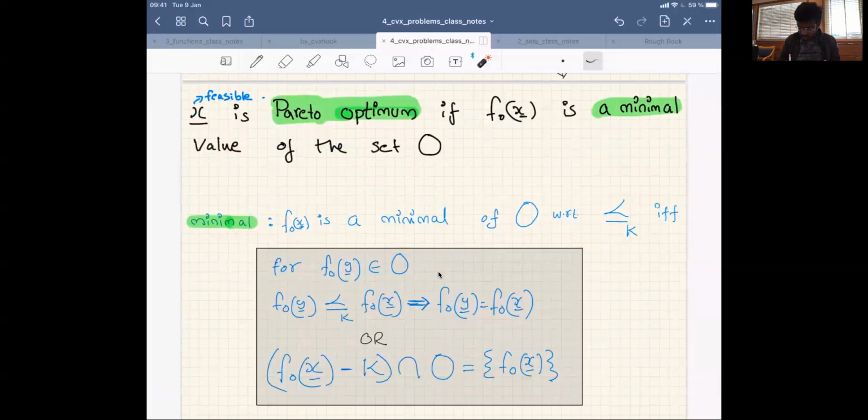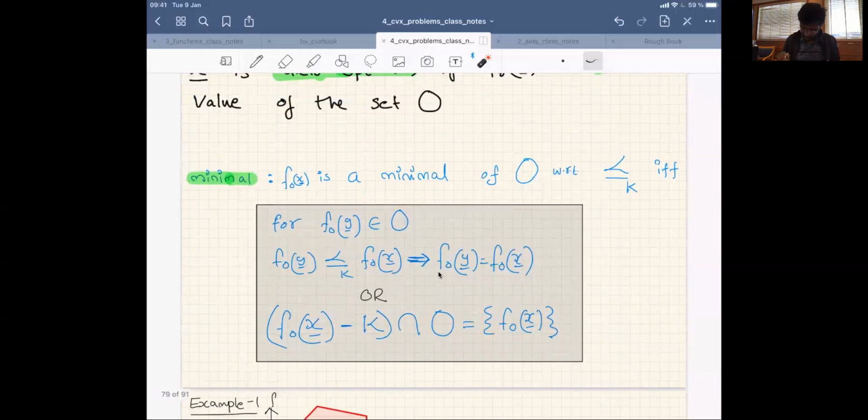F0x is a minimal element of O with respect to a cone, the inequality defined with respect to a cone, if for some F0y in O, F0y less than or equal to F0x implies they can only be equal. So F0x is minimal. If I have an F0y which is less than that minimal value, this can only happen when they are equal.